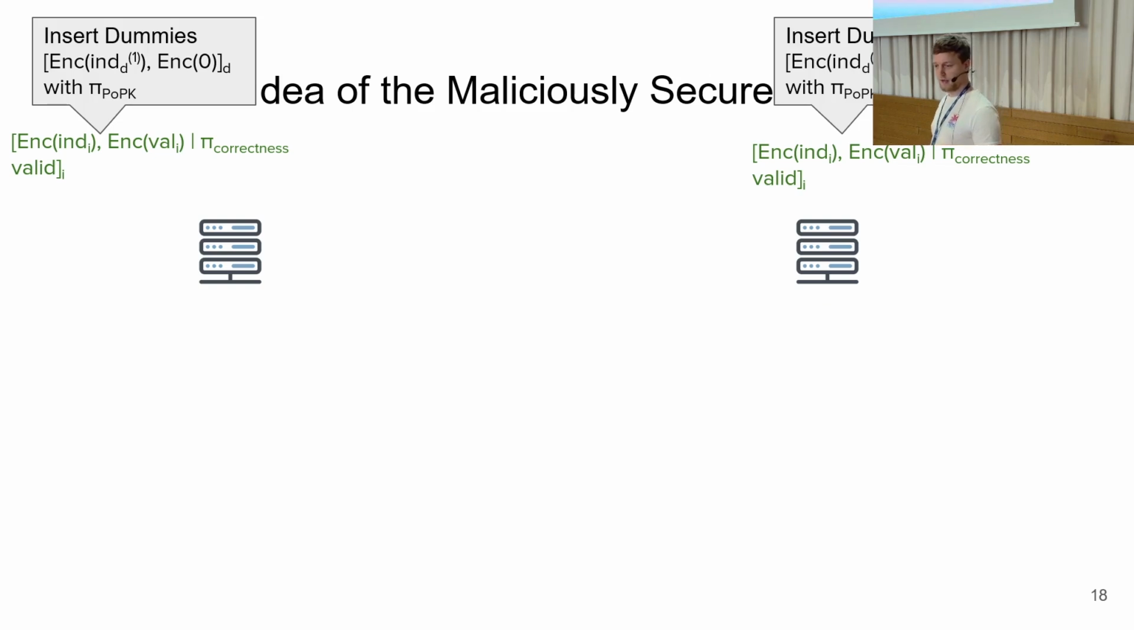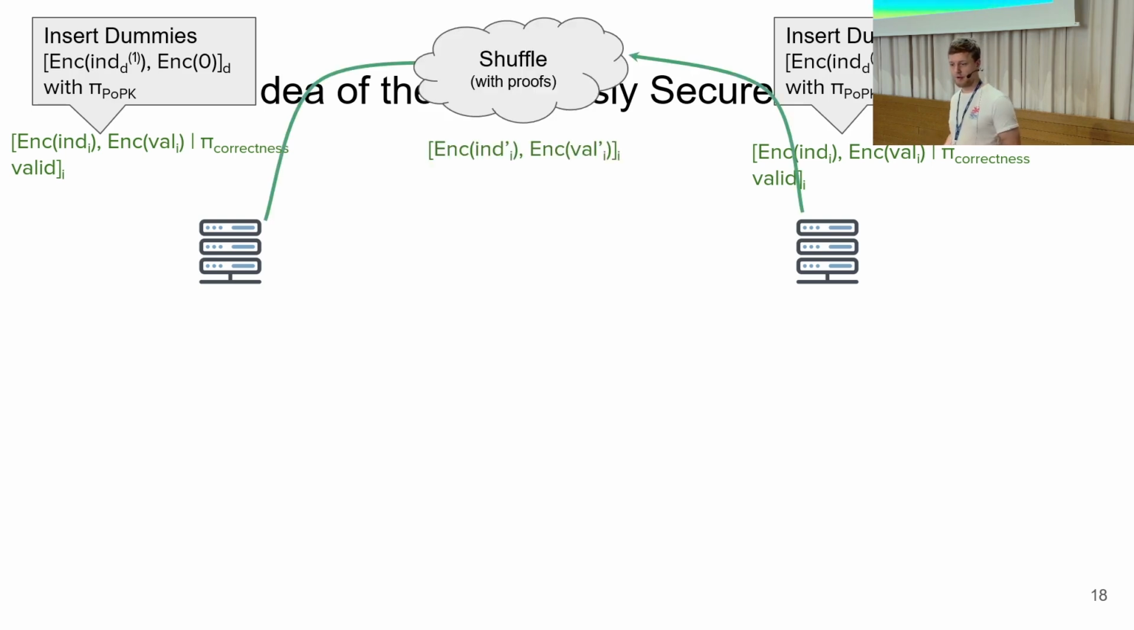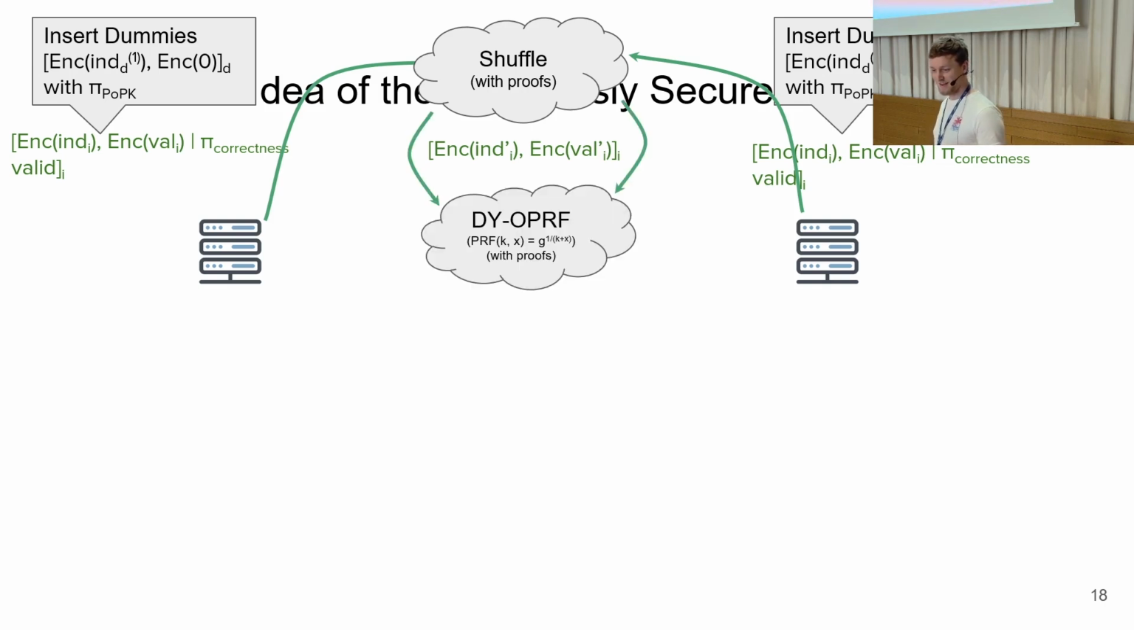And again, for the dummies, they have to insert the proof of plaintext knowledge for the index, as well as proof that the value in fact is 0. So the dummies, they don't contribute to the final histogram. We shuffle those dummies with the original plaintext together using a shuffle proof. Again, that's a step that might be expensive, but actually it's reasonable in practice. And then perform the OPRF under encryption.